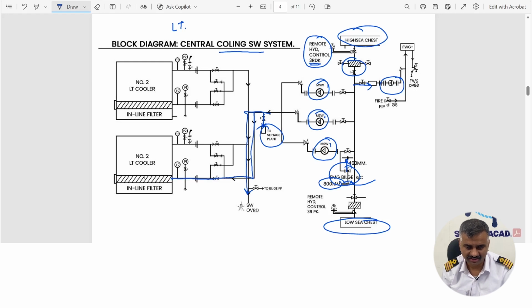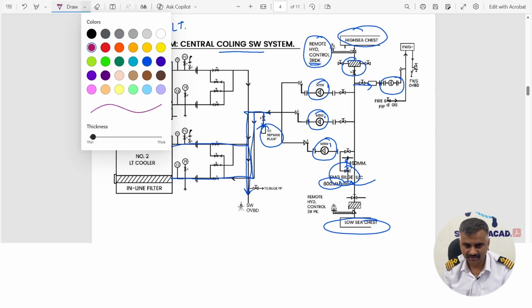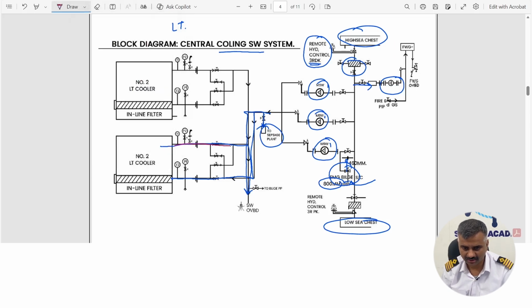There is an inline filter installed in the cooler, and from there, after cooling the fresh water, the seawater comes out from this line and goes back overboard. So this is how it enters, and this is how it comes out and goes into the overboard.